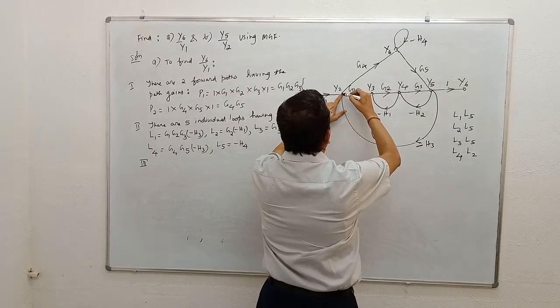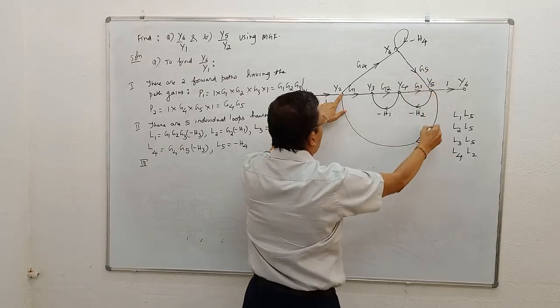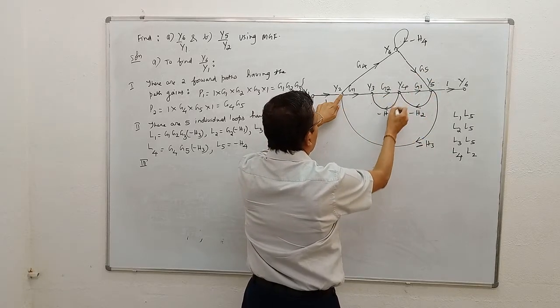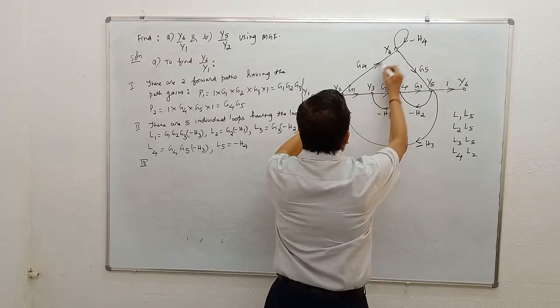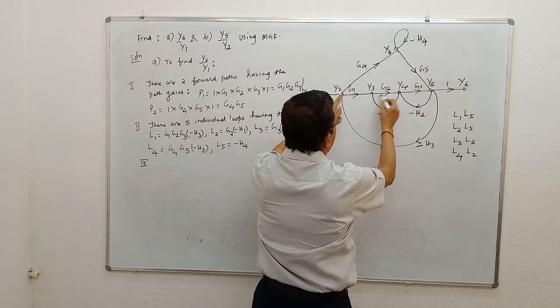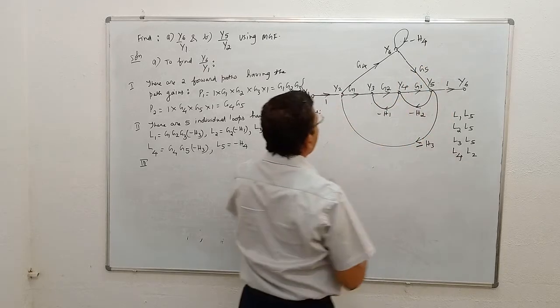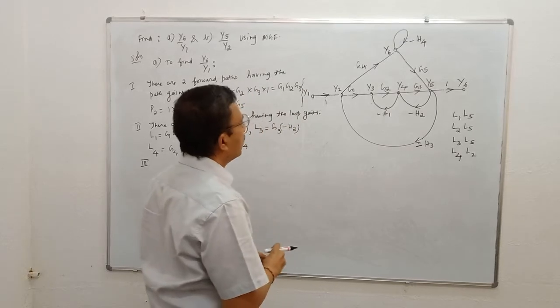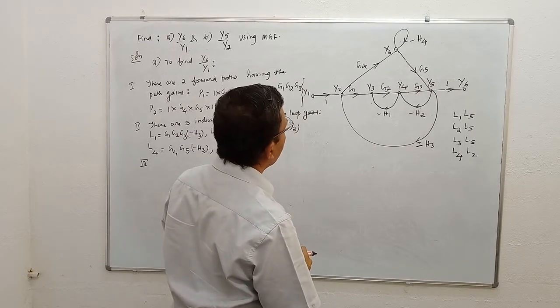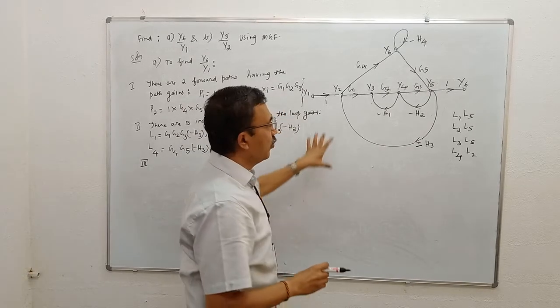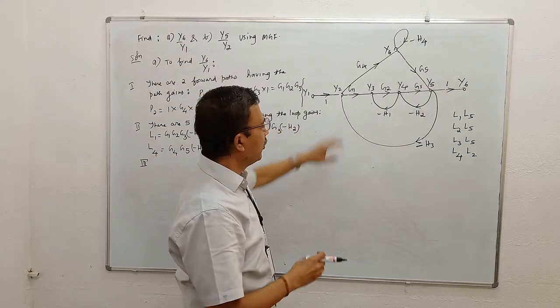Loop number 4 does not touch loop number 2, which I have indicated here. There is one more combination. That combination, you please try to find out. I'll give you 1 minute. Please try to find out which is that combination.